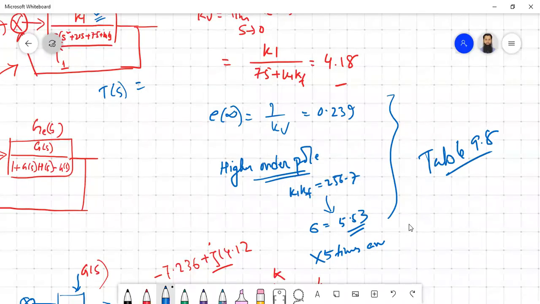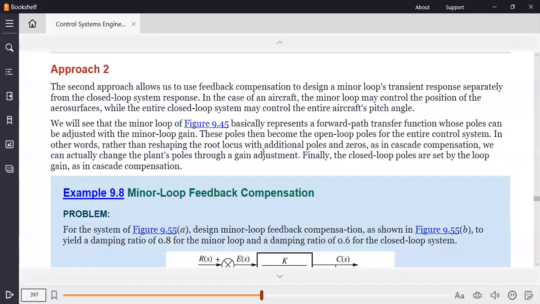Now the second approach, approach 2. For approach 2, I'm not going to cover it because we don't have much time. So I'm not going to go into detail in approach 2. Rather, I'll just explain it from the book, what is happening in approach 2. As we already said, approach 2 is basically designing both of them separately.